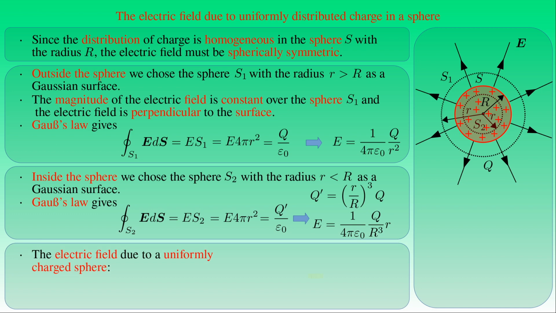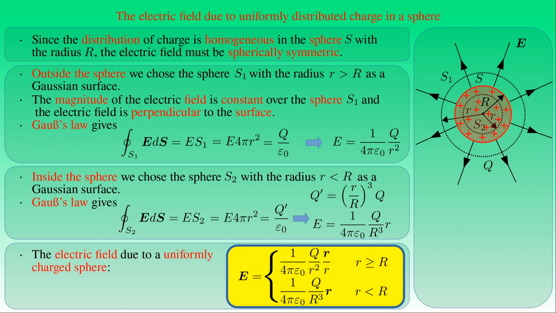At an arbitrary point outside the sphere, it is given by 1 over 4 pi epsilon naught, times the charge q over the square of the distance r between the center of the sphere and that point, times the vector r pointing from the center to that point divided by its length. At an arbitrary point inside the sphere, the electric field E is equal to 1 over 4 pi times epsilon naught, times q over the cube of capital R, times the vector r.